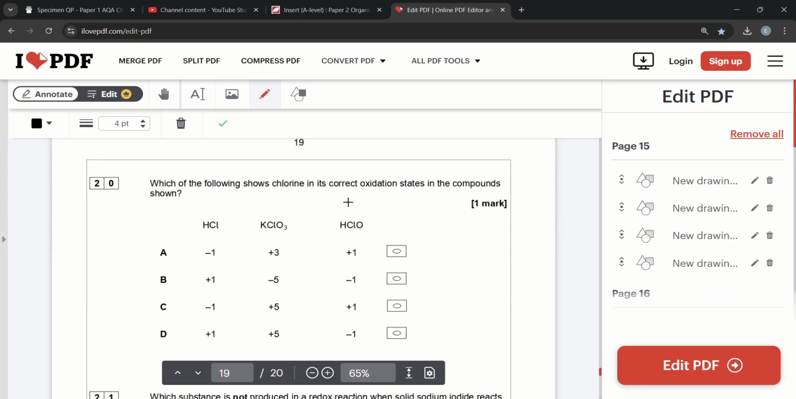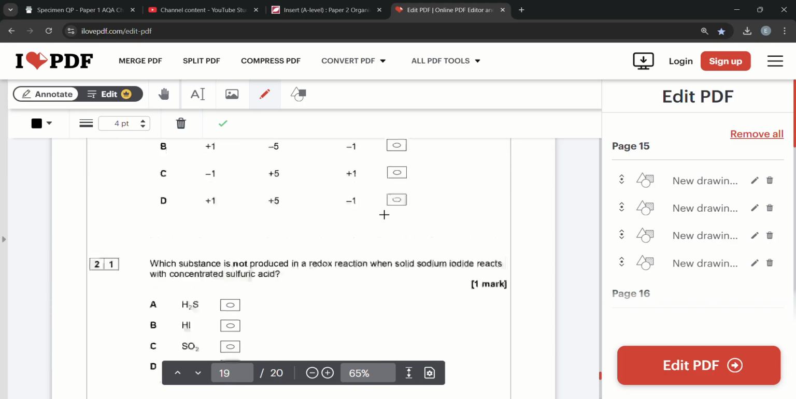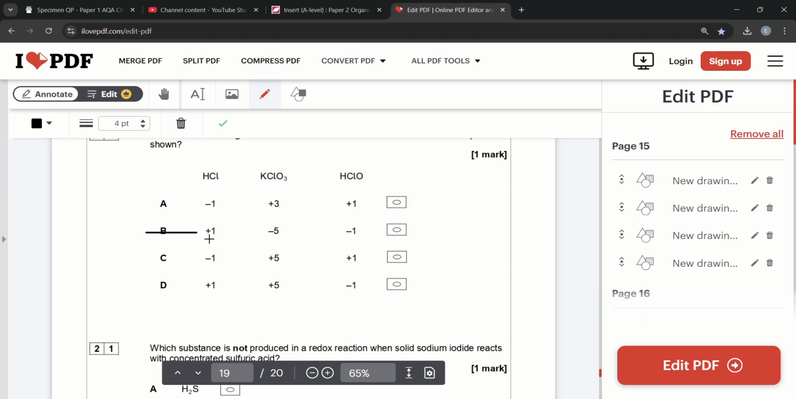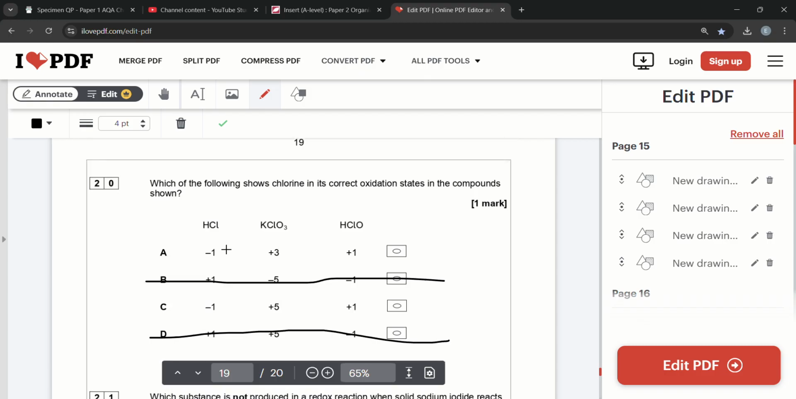Which of these shows chlorine's correct oxidation states in the compound shown? Chlorine in HCl is -1, that is true. So B cannot be correct, and D, because that says chlorine in HCl is +1, that's incorrect. Chlorine in KClO3: -6 +1 -5, so it's going to be +5, so the answer is C, 20C.